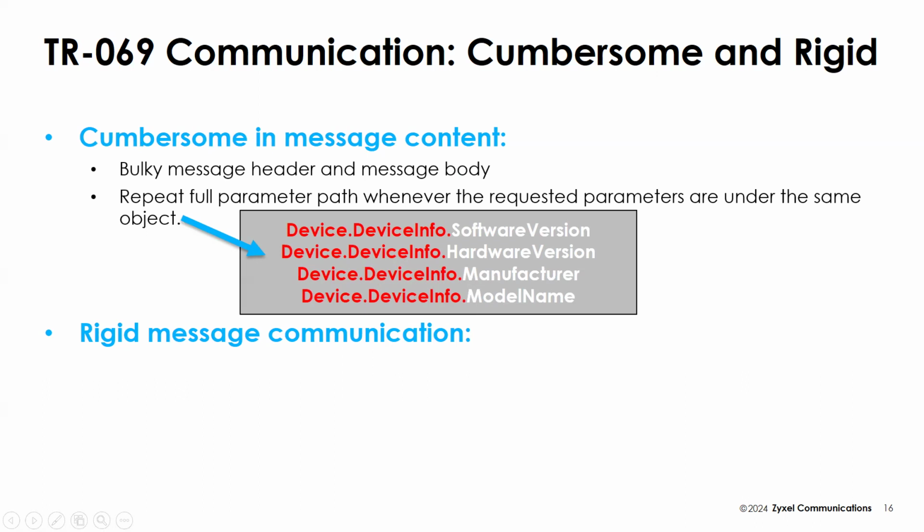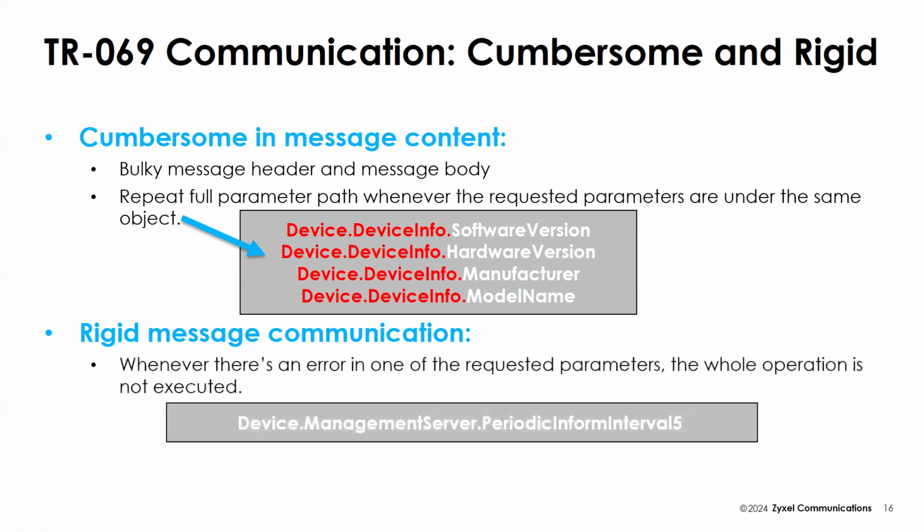Okay, and the other bad design in TR69 is its rigid message communication. It could happen that you want to set several parameters and misspell one of the parameter paths like this. When such a situation happens in your operation, you will find that TR69 gives you a fault code.